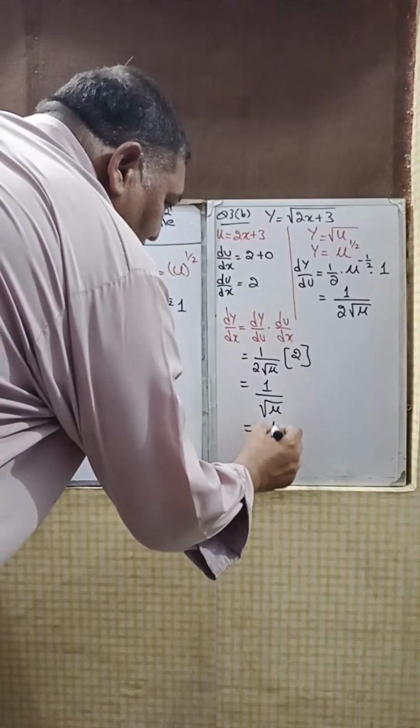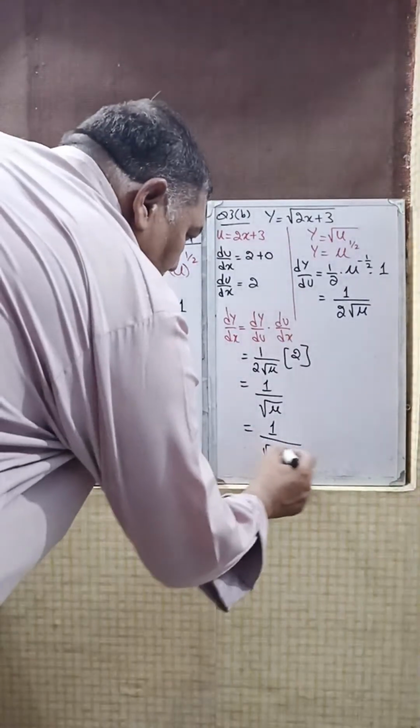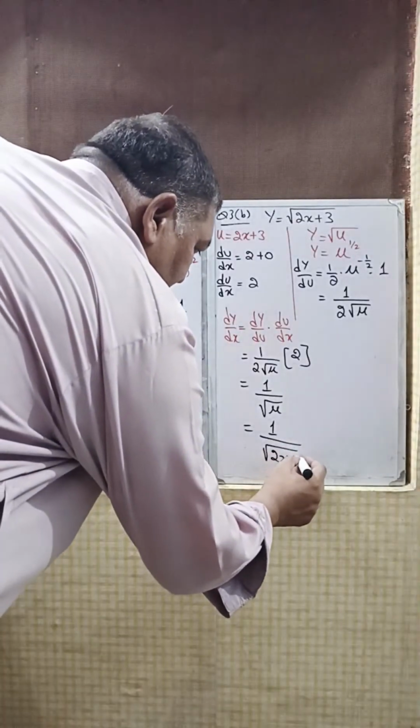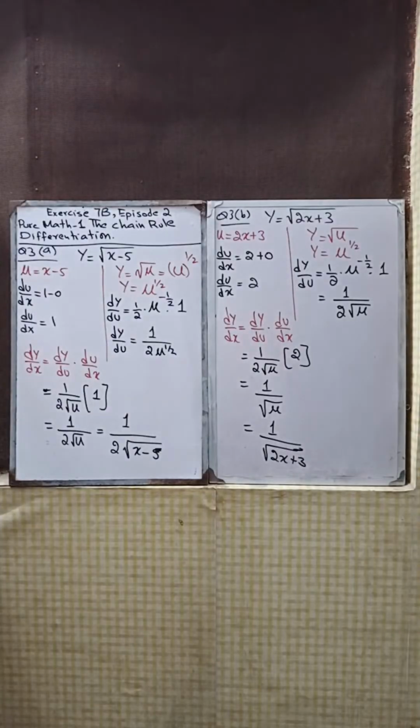So in the place of u, I will put its value back, and that is 2x plus 3. So let me check if the answer is good. Question number 3, B part, 1 by under root 2x plus 3. The answer is good, sir. This is question number 3 of exercise 7b. And this is how you differentiate this with respect to x by using the chain rule.